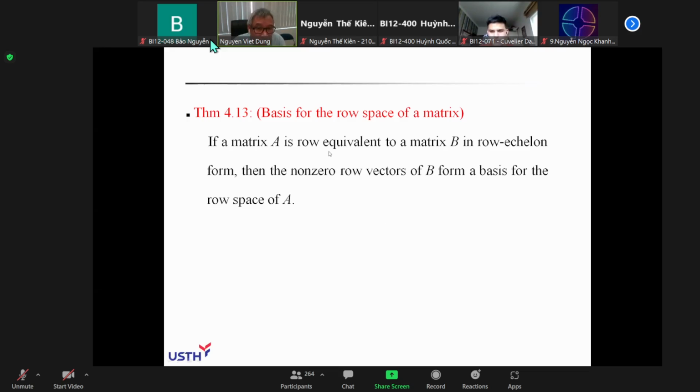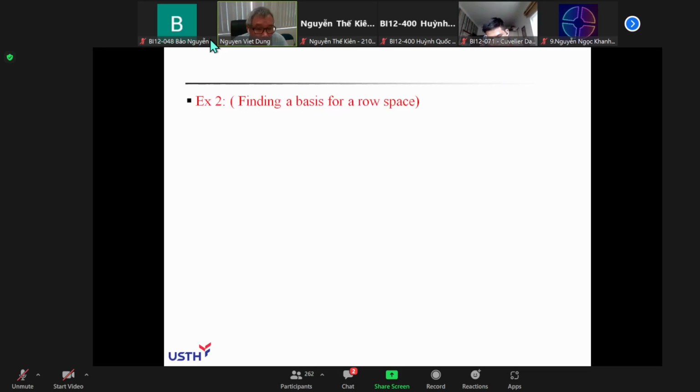Suppose that A is row equivalent to B, and B is already in row echelon form. Then the non-zero row vectors of B will form a basis for the row space of A. It means the number of non-zero rows of B will be the dimension of the row space of the matrix A. And here is an example. It's very easy for you to follow.